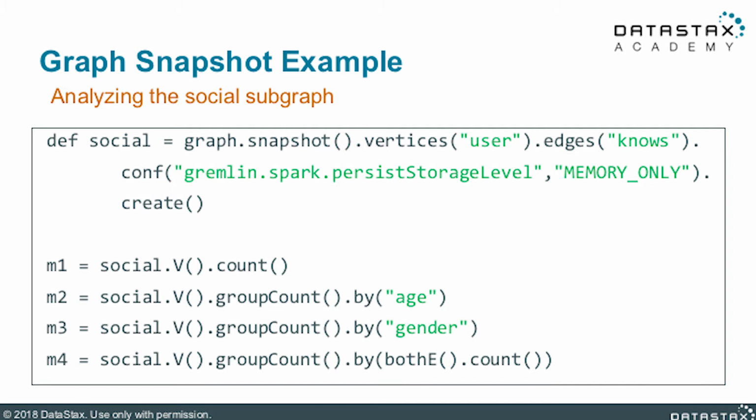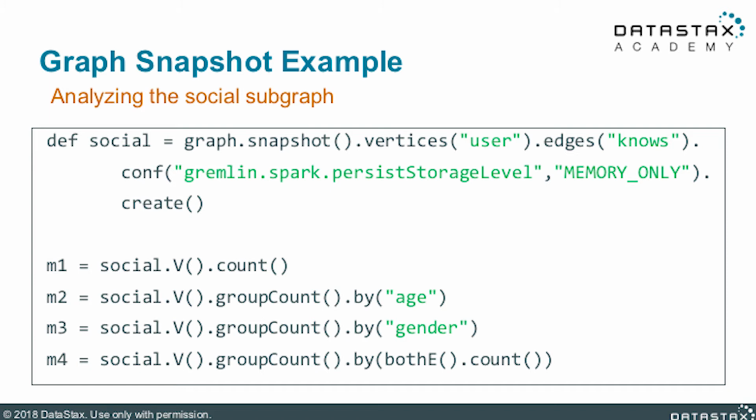It is actually quite straightforward. Let's look at an example. We extract a social subgraph from the killer video graph as a snapshot containing all user vertices and all knows edges, and cache this snapshot in memory of Spark executors.